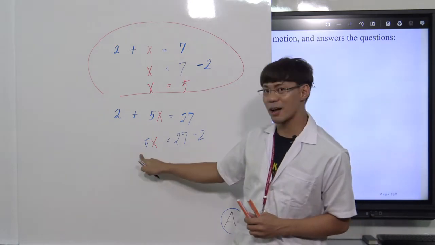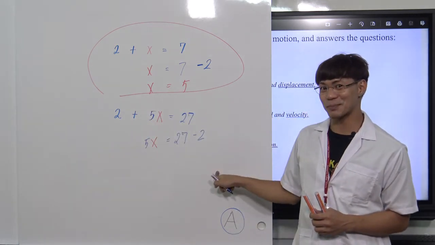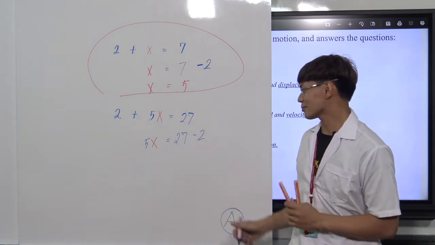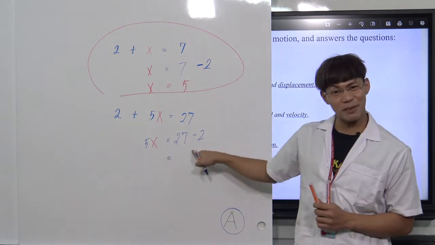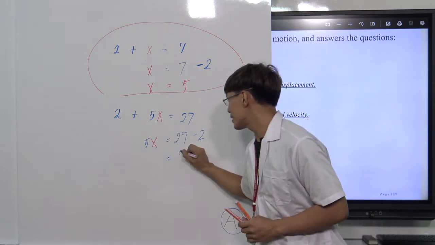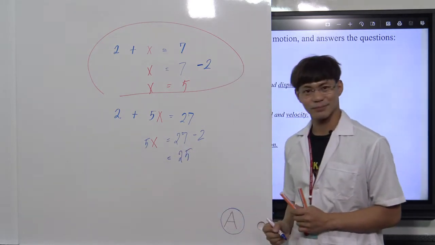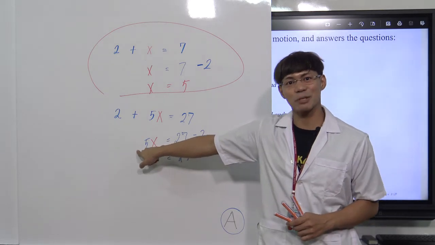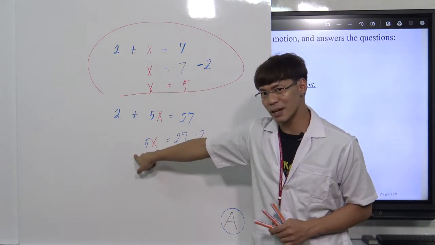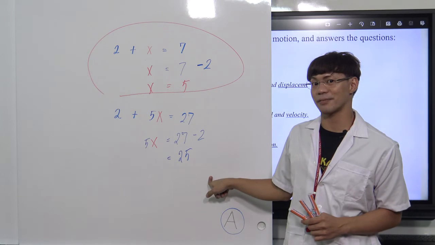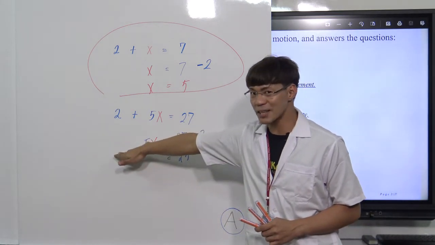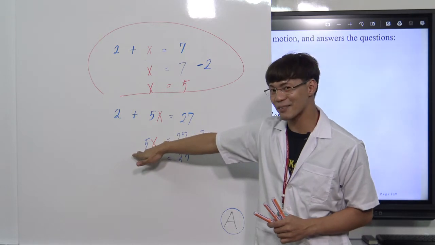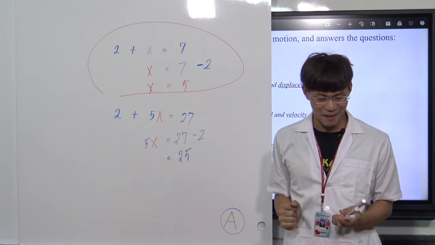We move 5 to the opposite side. We transpose, transfer of position. Anyway, let's find the value of 27 minus 2 first. This is 25. Next is we move 5. This is times 5. Times 5 becomes divided by 5. If it's divided by 5, it becomes times 5. All right, in this case, we have times 5. It becomes divided by 5.